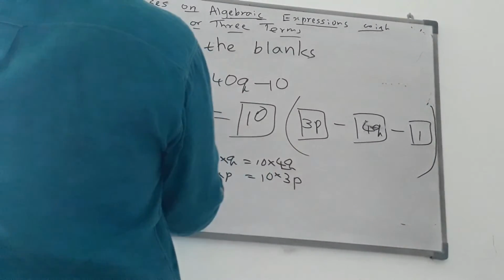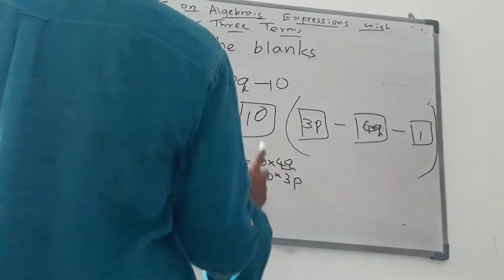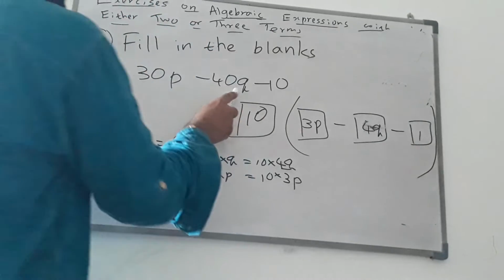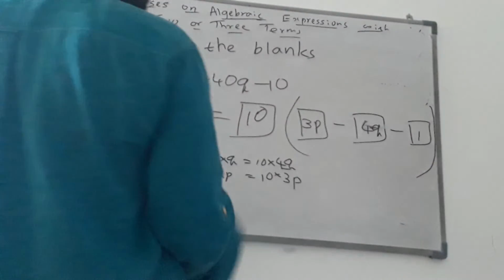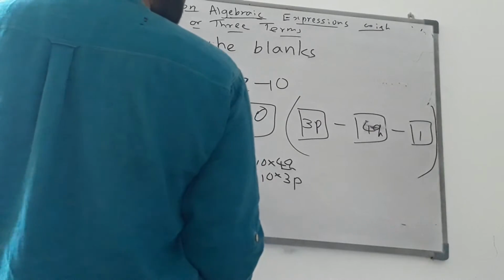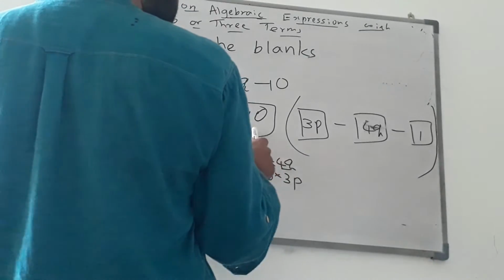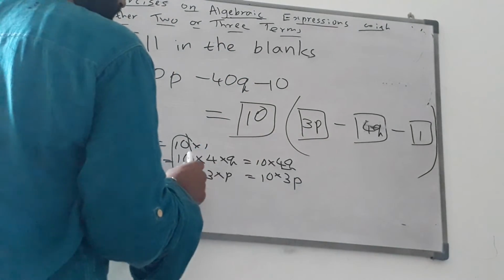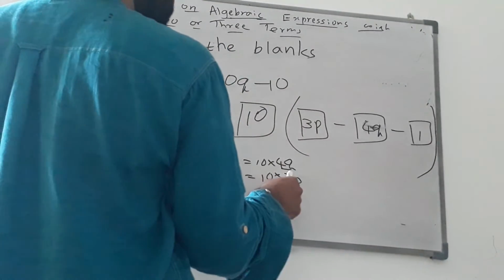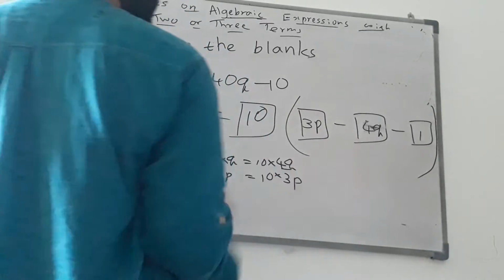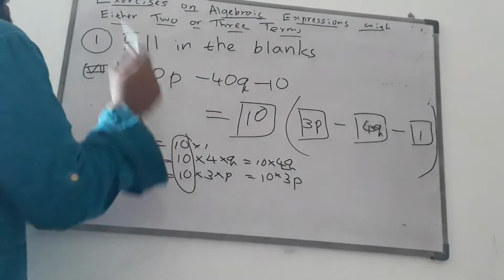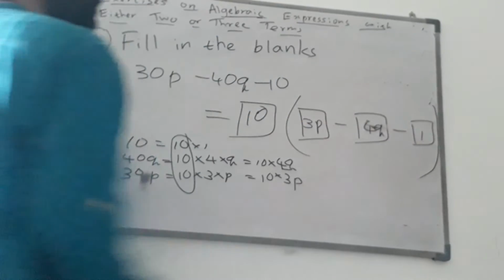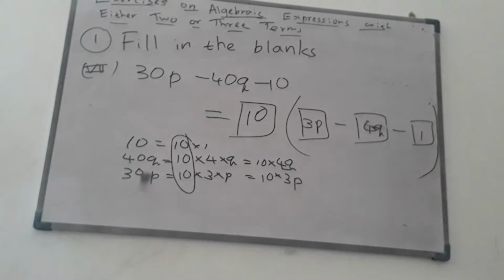10 times 3p is 30p. 10 times 4q means 40q. 10 times 1 is 10. Why? 30p can be written like 10 times 3 times p or 10 times 3p. So when we take 10 out, 3p has to be there. And same as when we take 10 out, 10 times 4q is 40q, so 4q is there. And 10 times 1 is 10. And now the remaining is 1 inside the bracket.